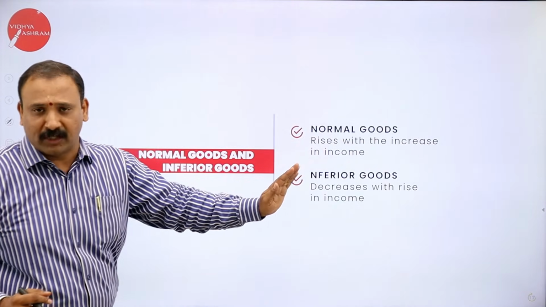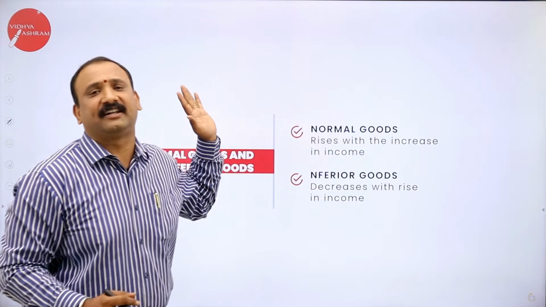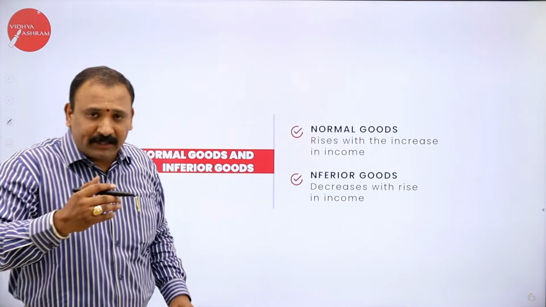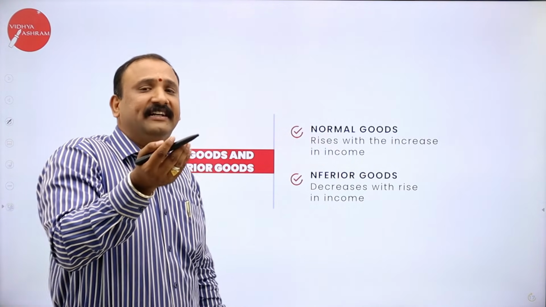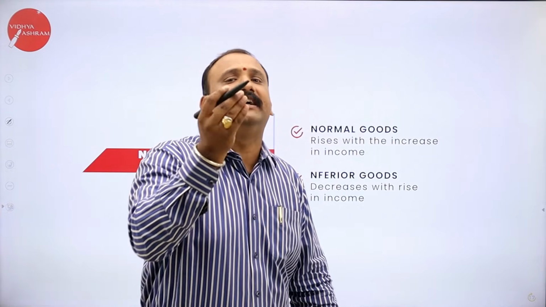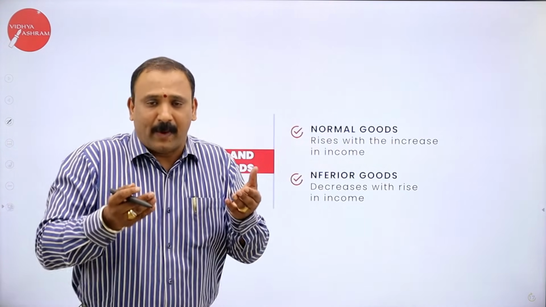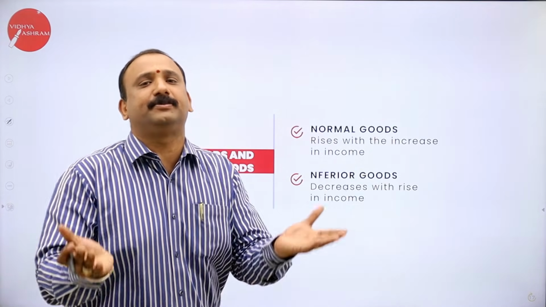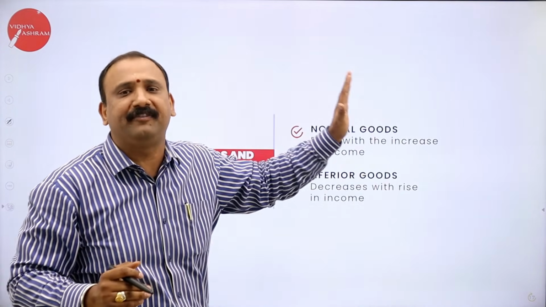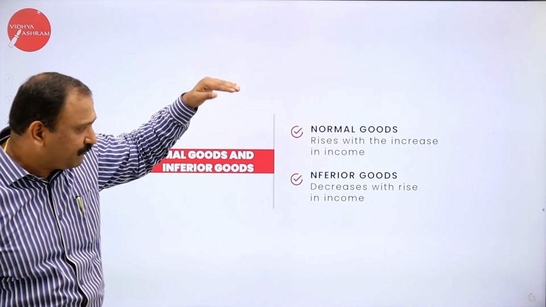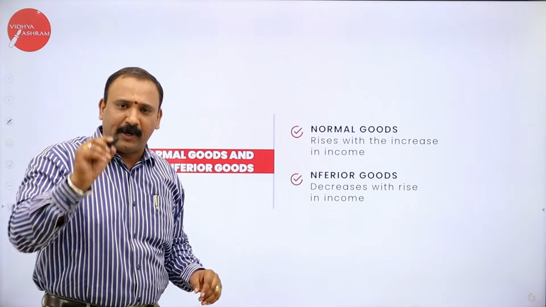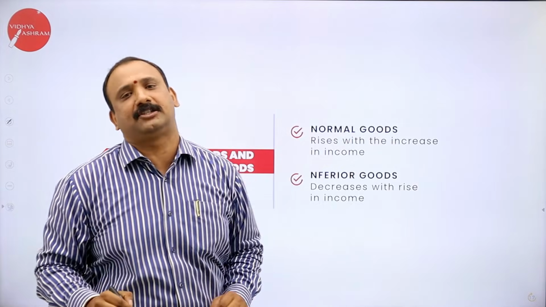Normal goods are the goods which increase with the rise in income. So automatically when the income increases, you would like to increase your expenditure in terms of that product. So as the income increases, the consumption also increases with it. They are perfectly normal goods. Inferior goods means that when your income rises, the expenditure on those goods starts falling down.